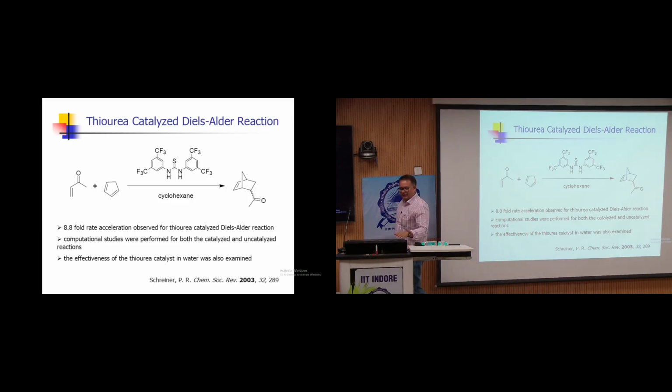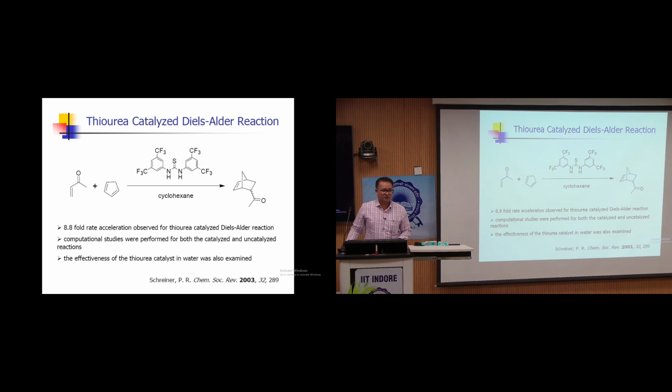See, he takes an alpha, beta-unsaturated ketone and a cyclopentadiene, and in cyclohexane he uses this organo or thiourea catalyst to give this Diels-Alder reaction. So an 8.8-fold rate acceleration is observed. Not only this, computational studies were performed on both the catalyzed and uncatalyzed reaction, and they found that it was much more effective in water.